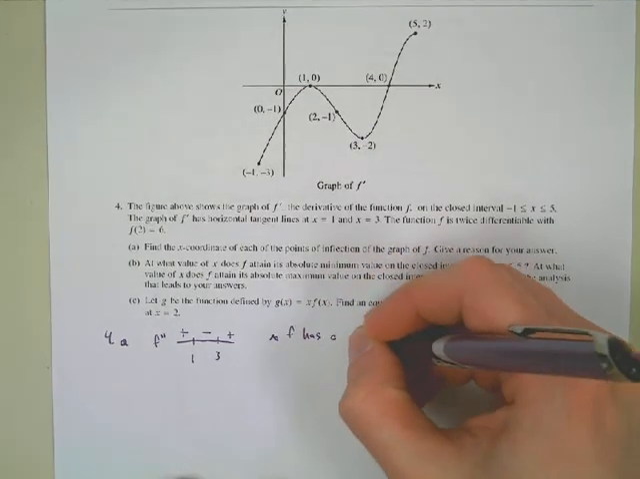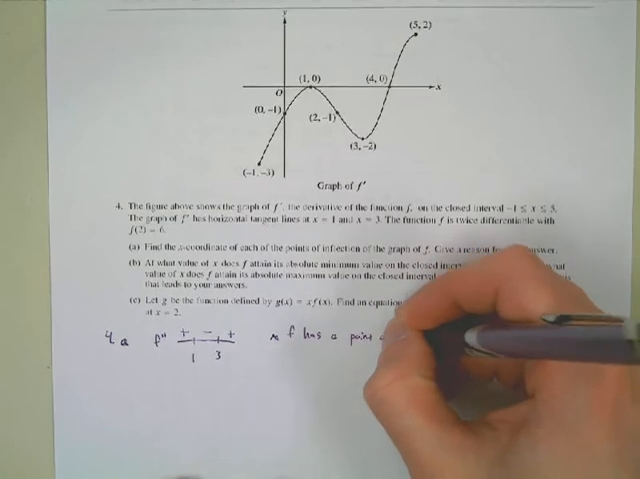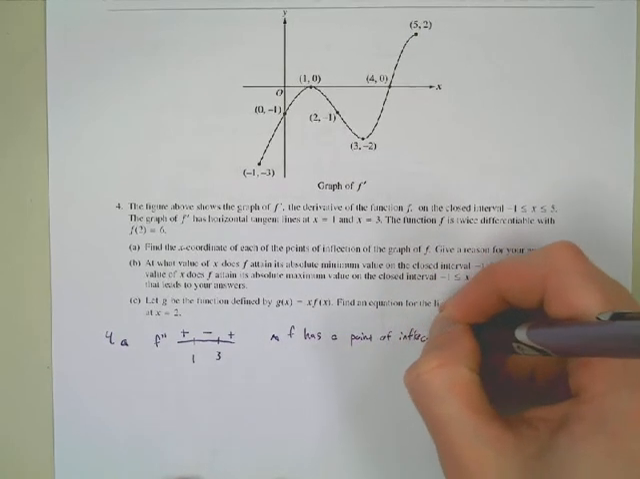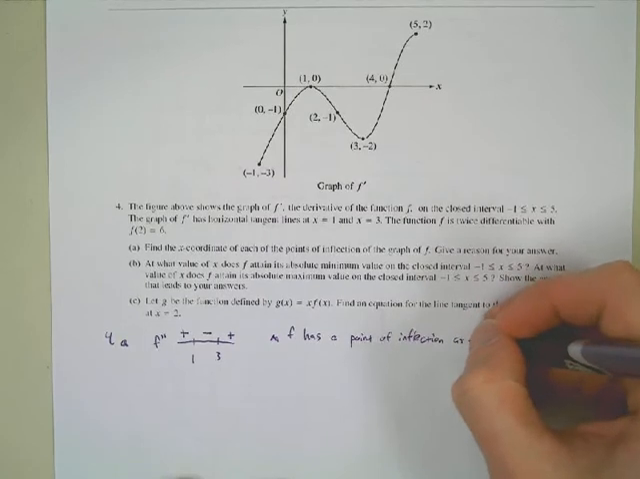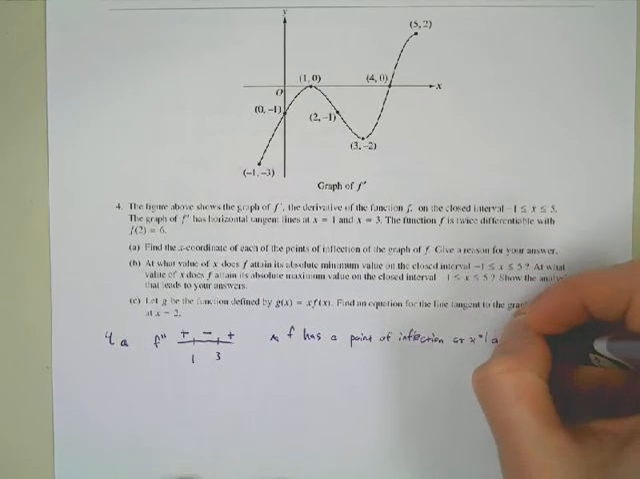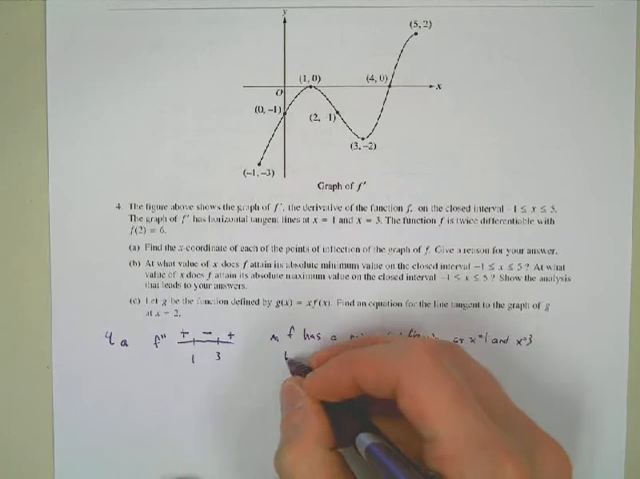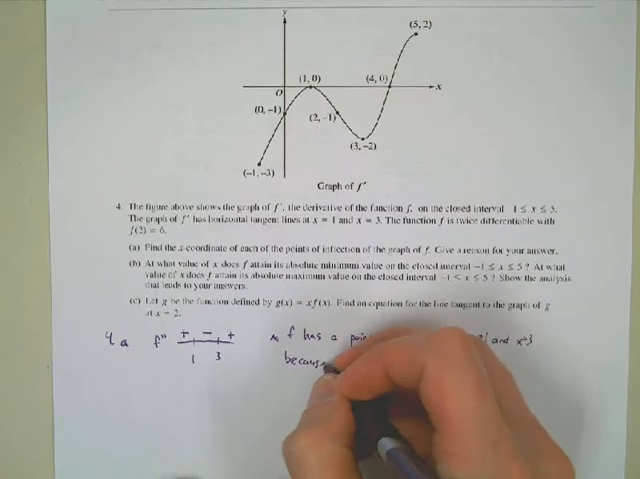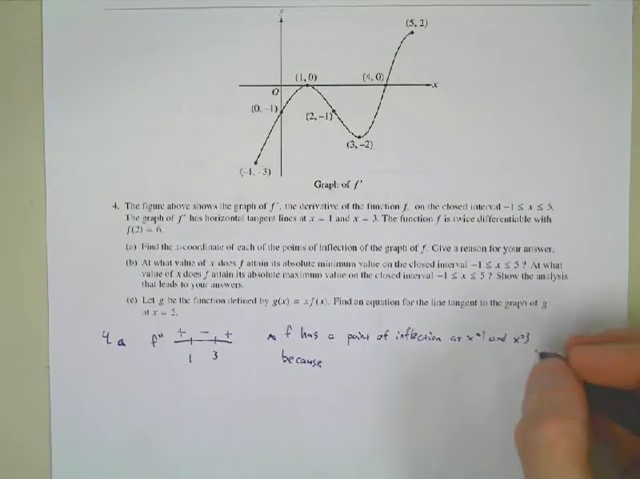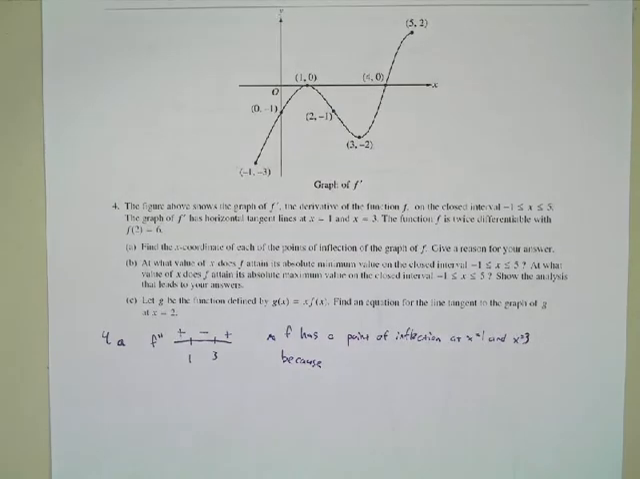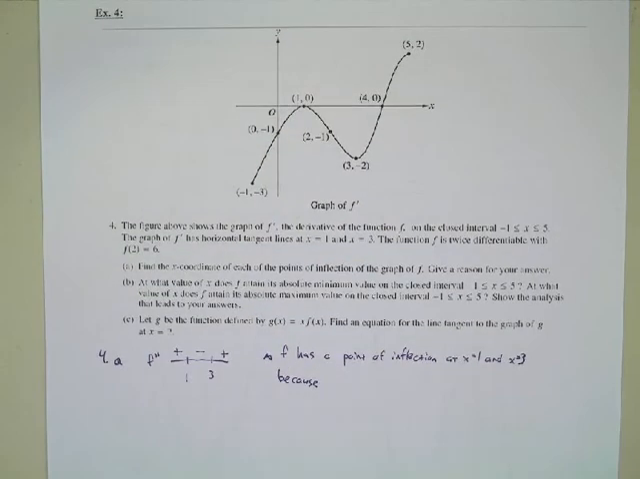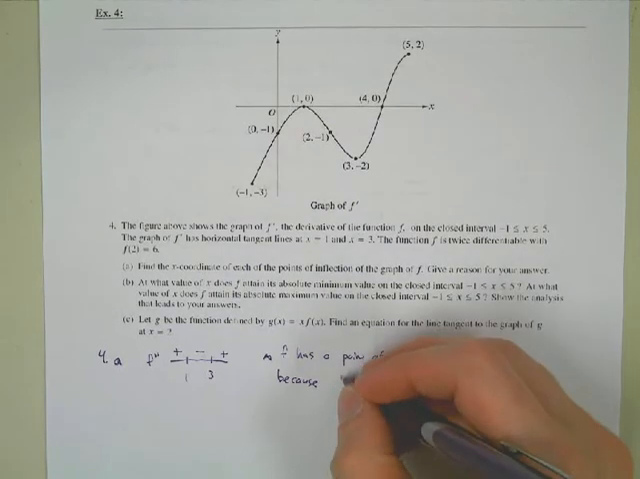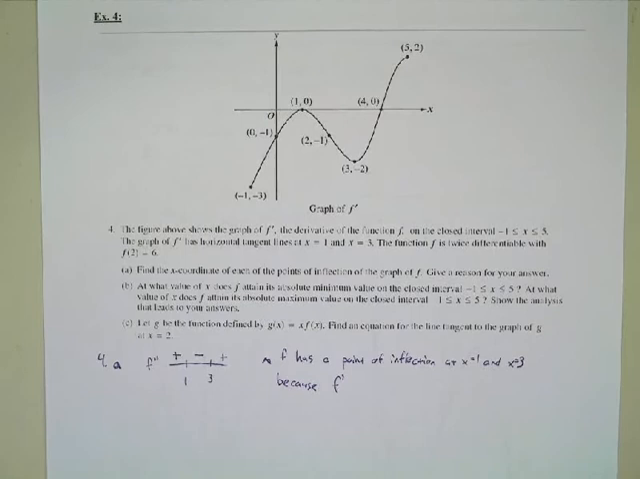F has a point of inflection at x equals 1 and x equals 3 because, and our justification here needs to come from the information we're given. So we need to somehow use f prime. Question? No? Okay. So f has a point of inflection at x equals 1, x equals 3 because f prime, what is true about f prime that told us we had a point of inflection there?